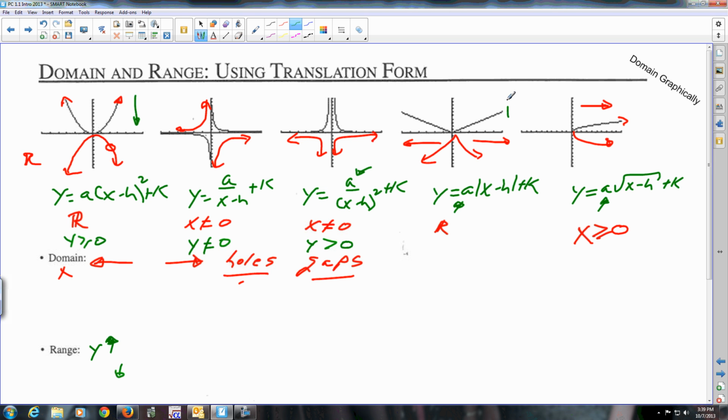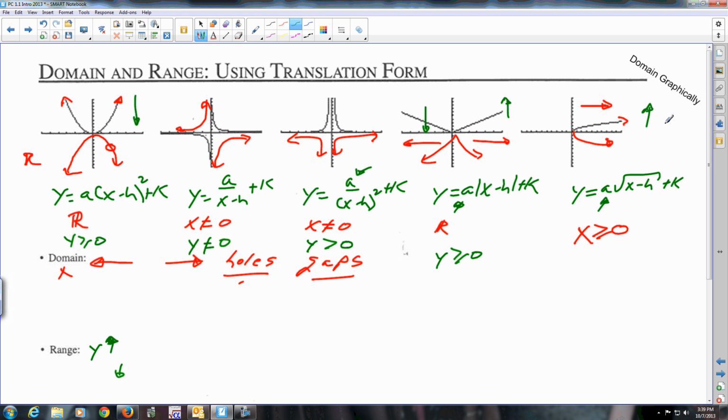This one, can this graph go as high as it wants? Yep. Can it go as low as it wants? Oh, I lied. Sorry, I was thinking of a different problem. I apologize. Let me back up. Can it go as low as it wants? No, it can't go as low as it wants. It can only go as low as the x-axis. So y would be greater than or equal to 0 because it can actually touch the x-axis.